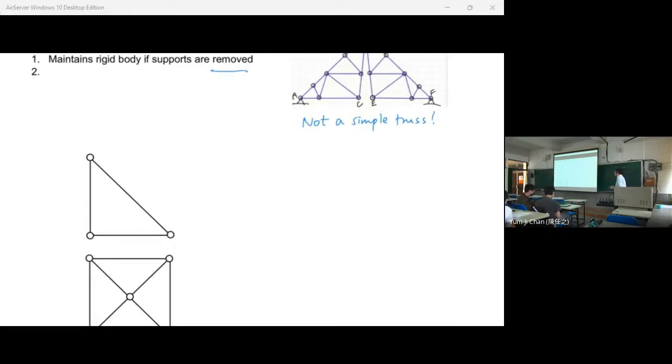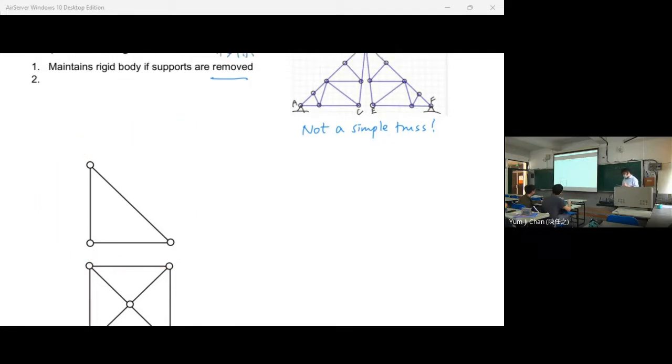And we begin from this page 45. We begin from page 45, and we first look at this truss. This is a simple truss because it is a rigid body.